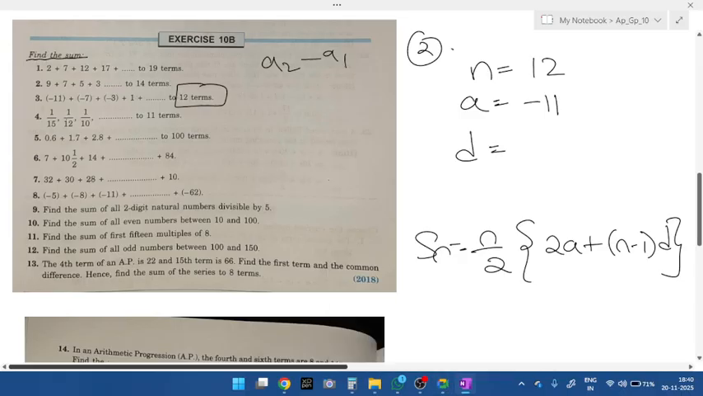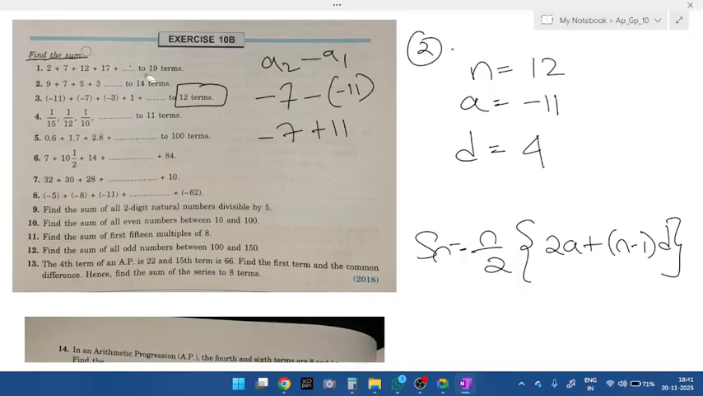You don't know what is A2 in this question? Which is A2? Minus 7 minus of what is A1? When you open the bracket, what do you get? What's the answer? Plus 4. All of you understood how to find the difference?